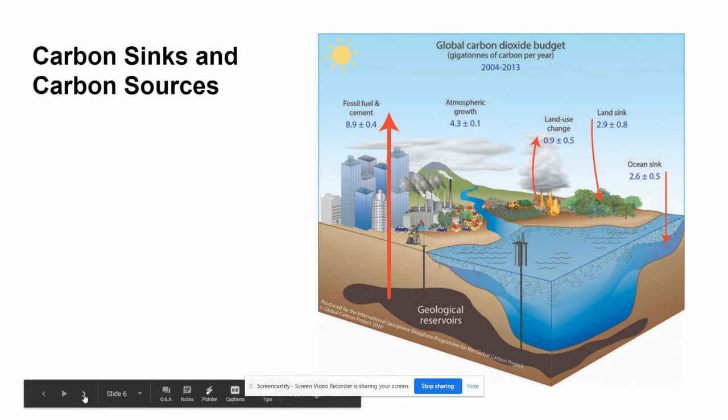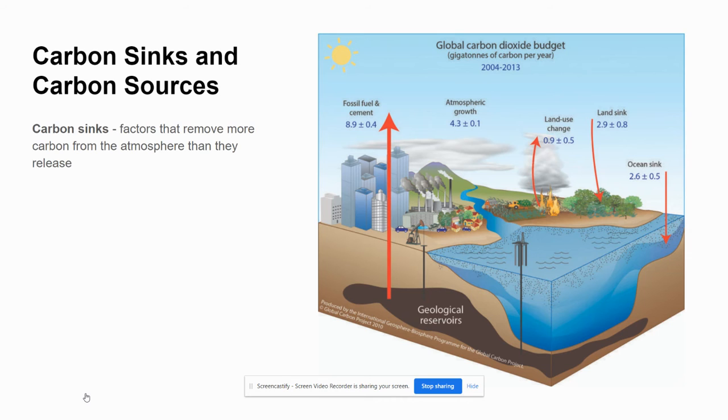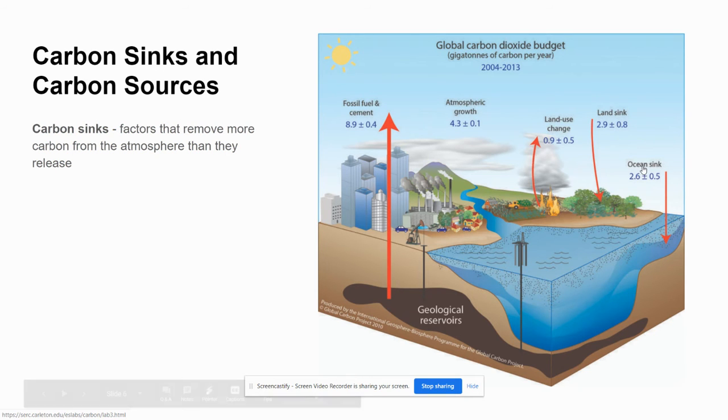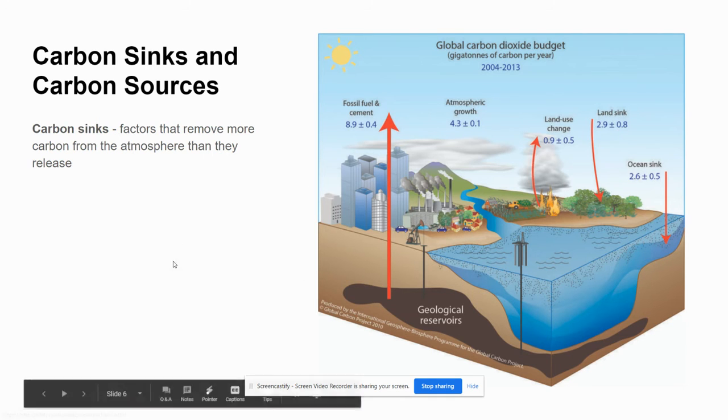So let's talk about what the carbon sinks and carbon sources are. Carbon sinks are the factors that remove more carbon from the atmosphere than they release. So if you see here, there are two major carbon sinks, the land sink and the ocean sink. In the land sink, the vegetation removes the carbon from the atmosphere and it goes to the biosphere. And the same thing happens in the ocean sink. The carbon is removed from the atmosphere and goes into the water. So these are the two major sinks, the land sink and the ocean sink.